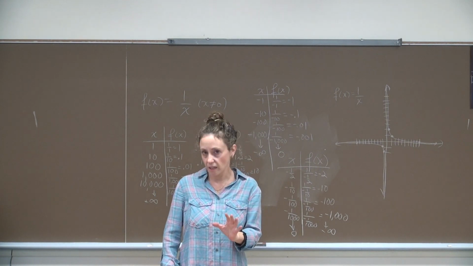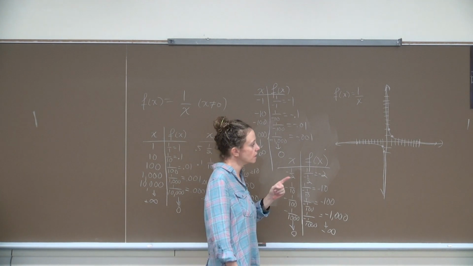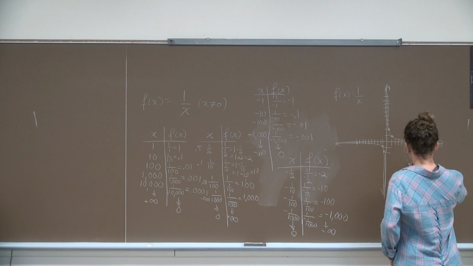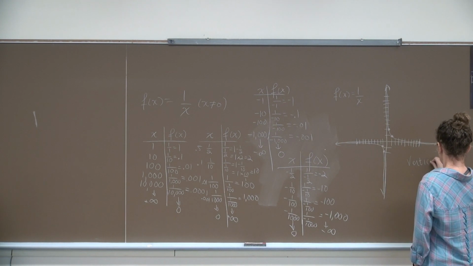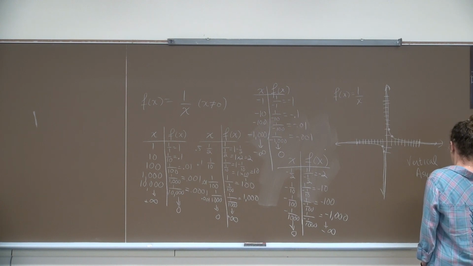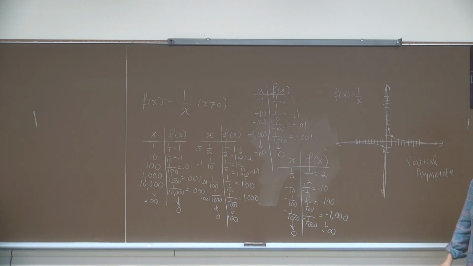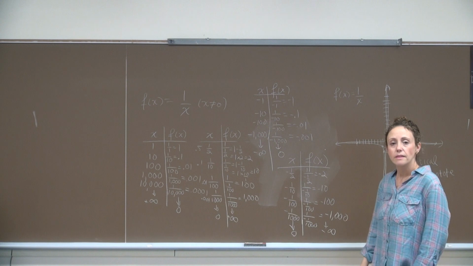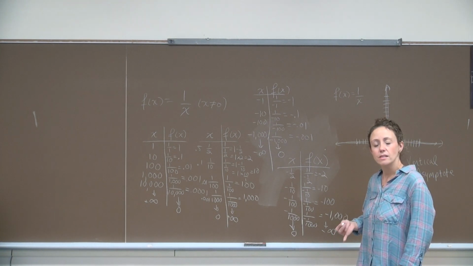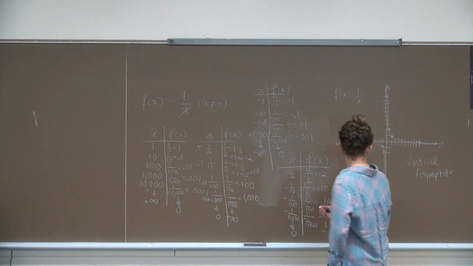And there's a few things I'd like for you to notice here. The first thing I want you to notice is we have this notion of what we call a vertical asymptote. In regards to the vertical asymptote, it's a vertical line that our graph will never cross over. And the vertical asymptotes are always represented by the domain restrictions.